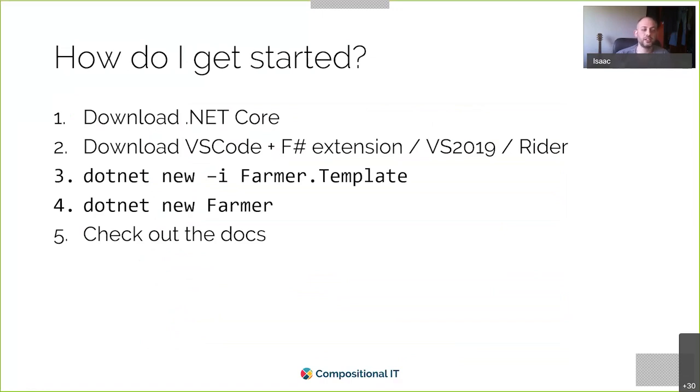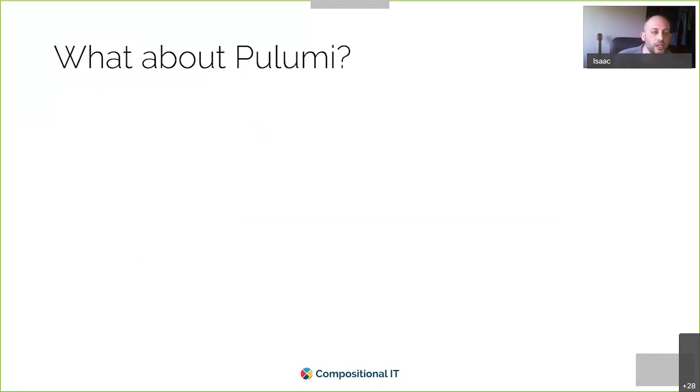How do you get started? Download .NET Core, download either VS 2019 or Rider or VS Code and the F# extension called Ionide. There's also a dotnet new template, so I did it from scratch today, creating a console app and adding the Farmer package, but there's a template that will do all that for you: dotnet new farmer. There's also a doc site, which I'll show you very quickly just now.